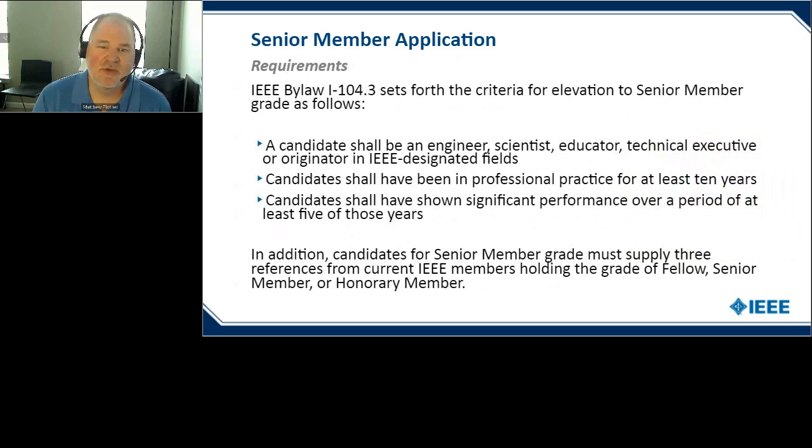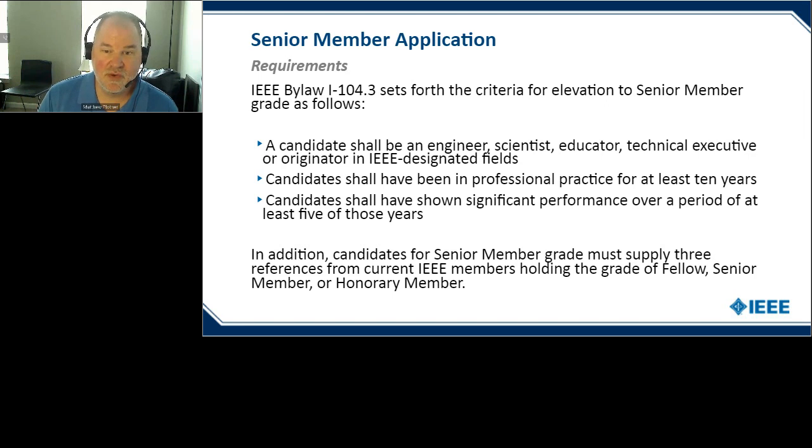So how do you become a senior member? What are the requirements? Well, in the IEEE bylaws, it sets forth the criteria for elevation to senior member grade as follows. These are the three main things. Number one is the candidate shall be an engineer, a scientist, an educator, a technical executive, or originator in IEEE designated fields. Number two is the candidate shall have been in professional practice for at least 10 years. And number three, the candidate shall have shown significant performance over a period of at least 5 of those years. And we'll go into each of those three main requirements in a minute.